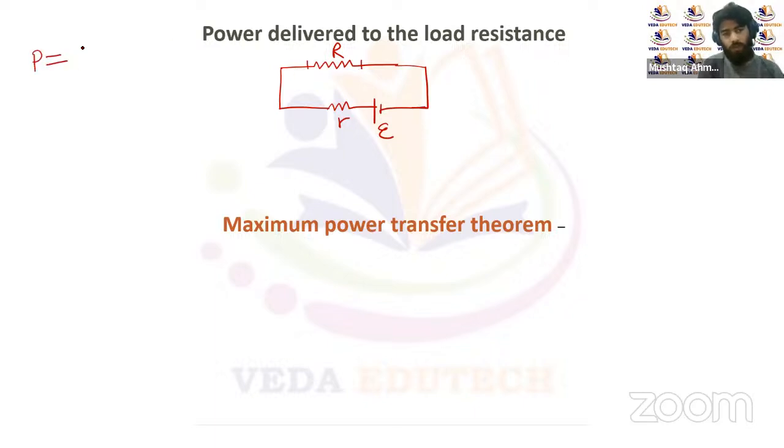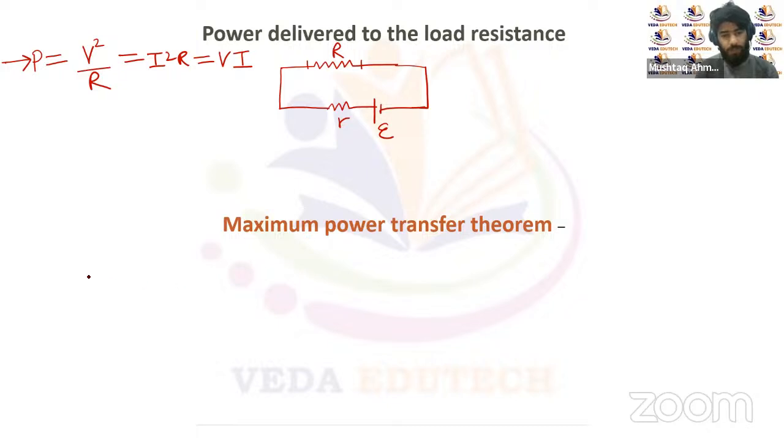Whatever power is delivered across this load resistor R will depend upon the potential drop across this load R, that's V square over R. Or we can write it as I square R, or we can also write it as V multiplied by I. Whatever the potential drop across this resistor R and the current I flowing through it, that's how we calculate the power delivered to this load R. Now we just want to maximize this power.